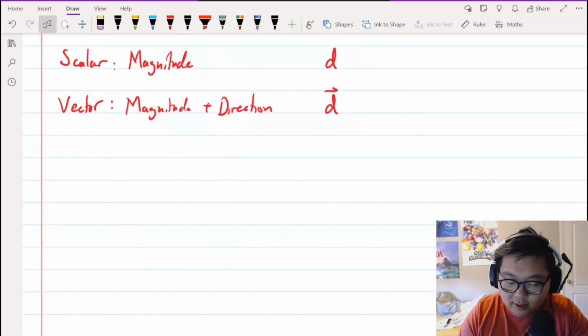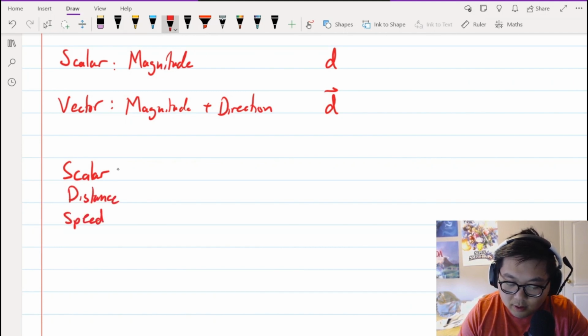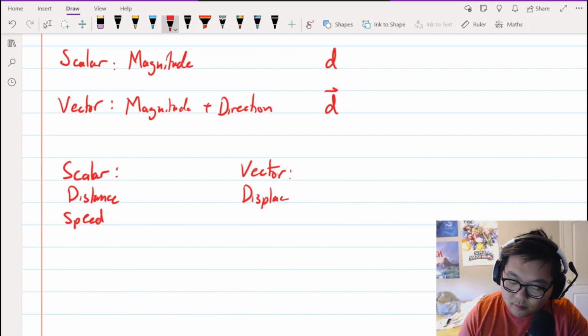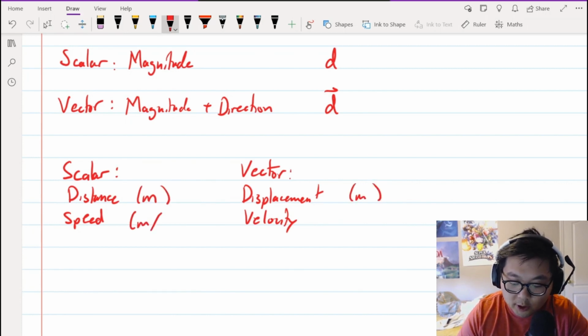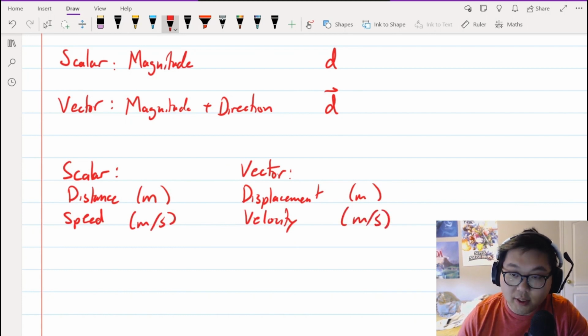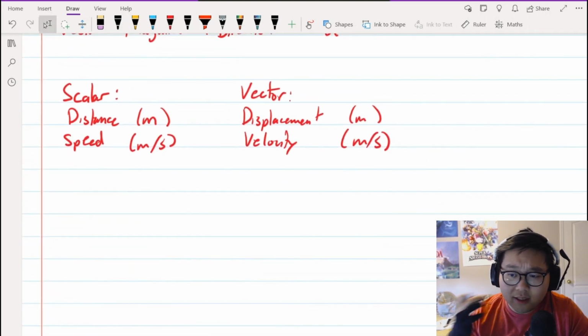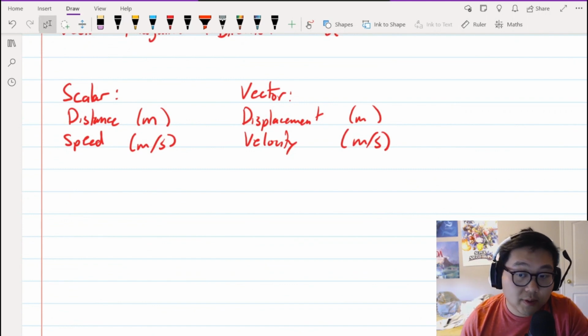So what are examples of this? The scalars, something like distance, speed. For a vector, it would be something like displacement or velocity. So this is in meters, and this is also in meters. Speed is in meters per second, and velocity is in meters per second. The only difference between distance and displacement is direction. The only difference between speed and velocity is direction.